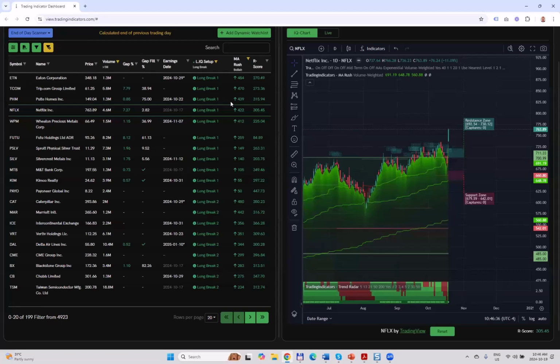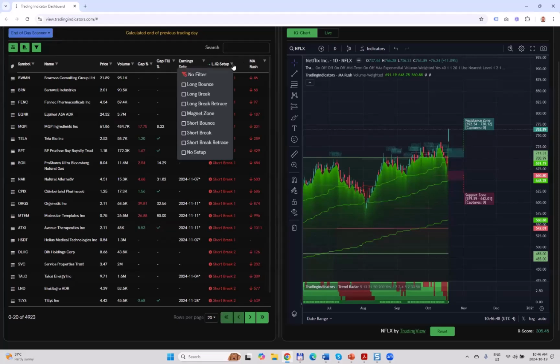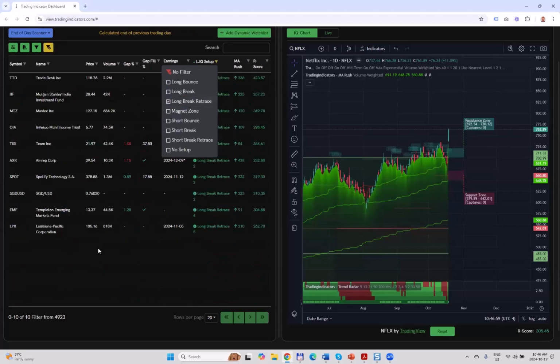Now let's move on to my favorite category, the long break retrace setups. Once again, I'm going to clear up all my filters and go to my liquidity IQ column here. And now I'm going to pick a long break retrace. The first thing you're going to notice, once I select this, is that we filter down a lot of stocks. Now only 10 stocks are selected, so only 10 stocks as of today are in this kind of setup. It is super, super selective.